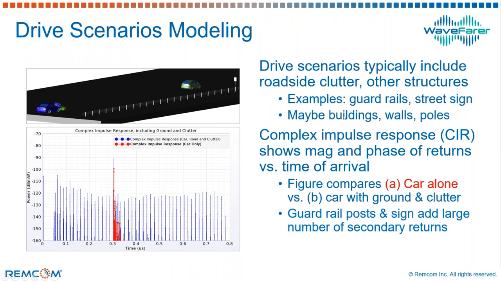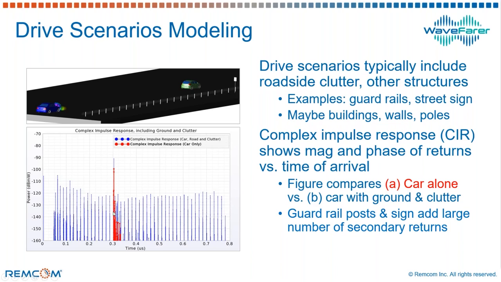When we're talking about drive scenarios, this can include clutter from things like guardrails, street signs, maybe buildings, walls, and poles. The basic starting point for the responses that we capture from our radar scattering are the complex impulse response, which gives us the magnitude, phase, and time of arrival of each arriving path that is propagated through our scene.